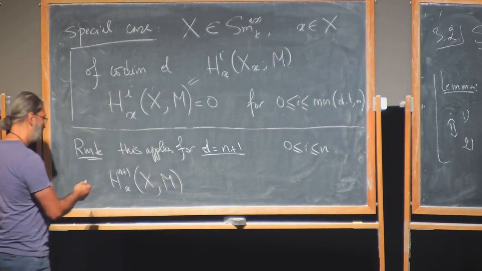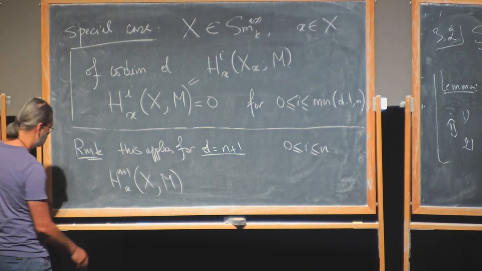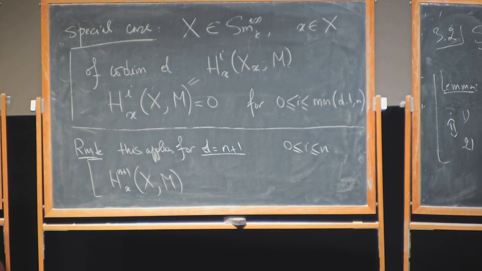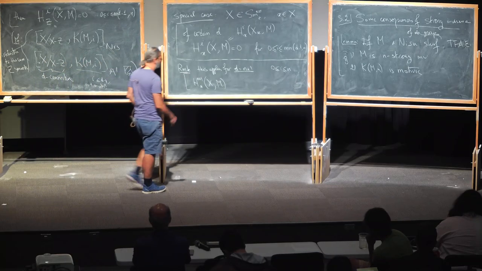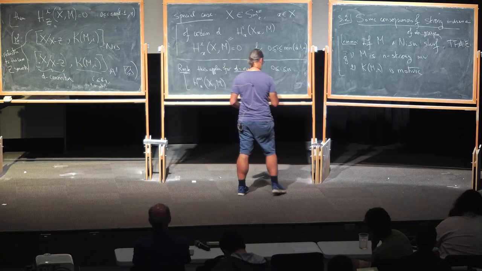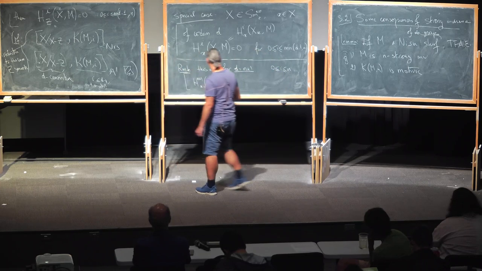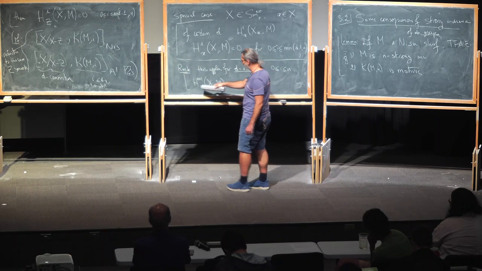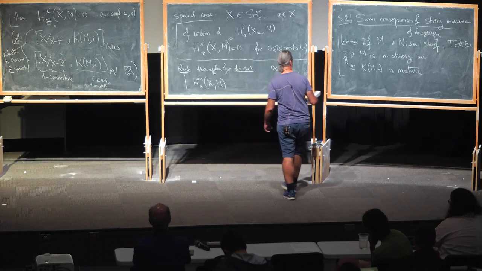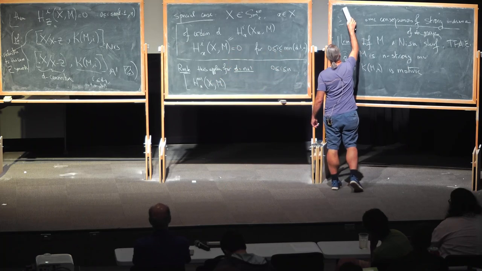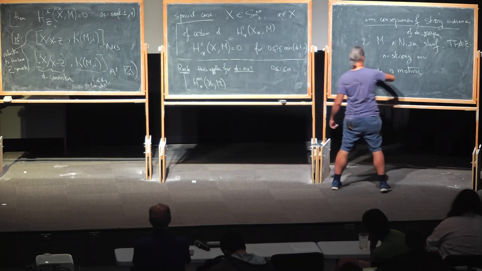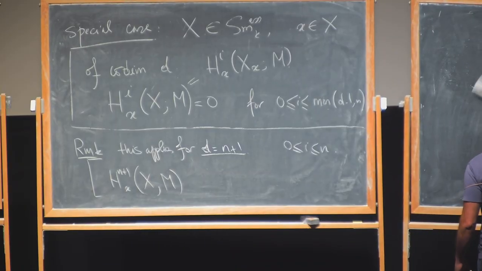And somehow a lot of effort is spent to compute this group in the proof. And so what we are going to do now is to compute this kind of cohomology group, but in lower degrees. And that somehow again uses basically just a definition of.